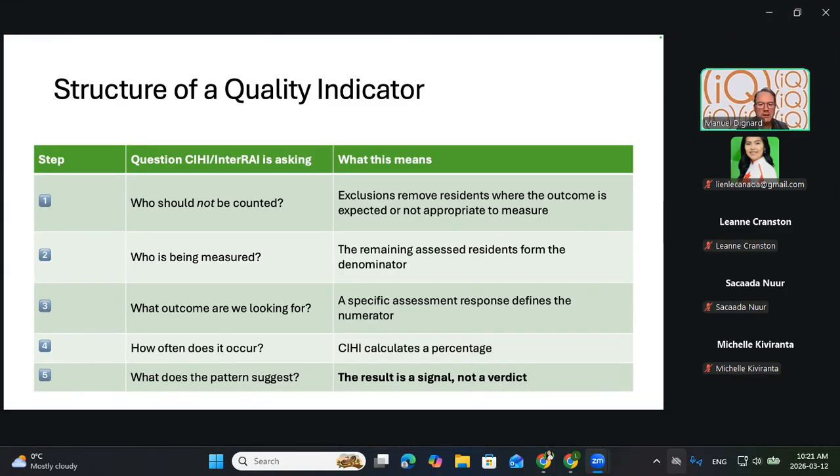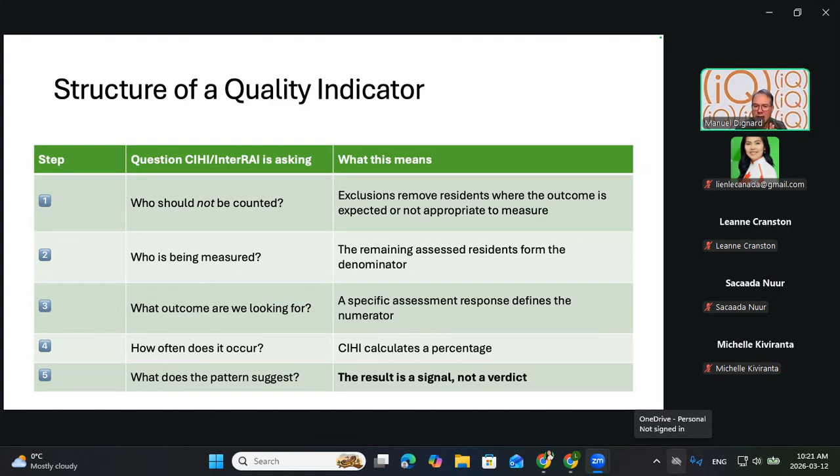All right, so looking at this. First, CAHI decides who should not be counted, right? Because for some residents, the outcome is expected or not appropriate to measure. And then it looks at everyone else. So that's your denominator. Next, it counts one very specific outcome, and that's our numerator. And it turns that into a percentage, right?